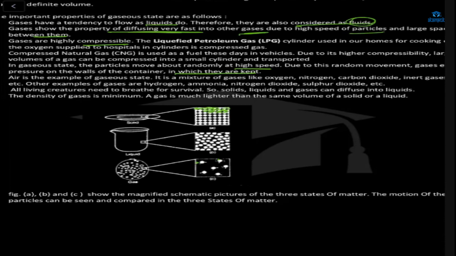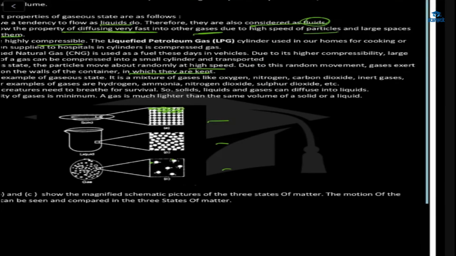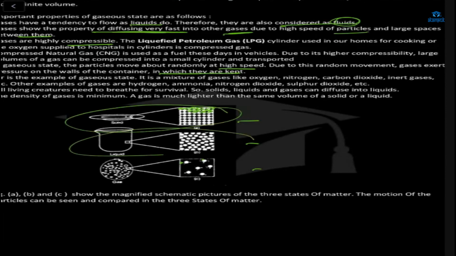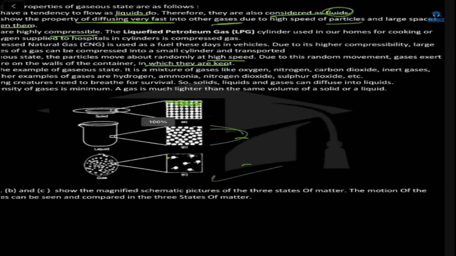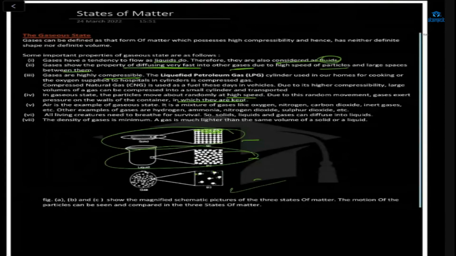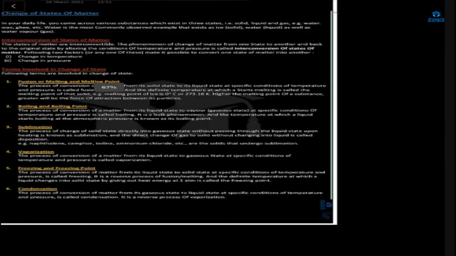So in this figure, A, B, and C show the magnified schematic pictures of the three states of matter. This one is solid, another one is liquid, and this one is gas. Ma'am, it shows the particles are either close or far. Yes, very good. Now, change of states of matter.